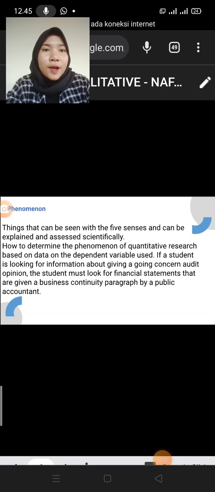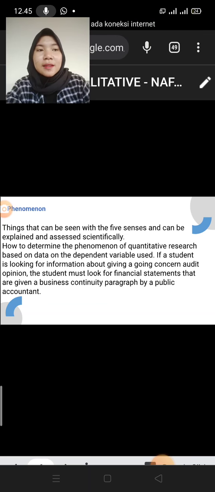Next, phenomenon. Things that can be seen with the five senses and can be explained and assessed scientifically. How to determine the phenomenon of qualitative research is based on the dependent variable used. If a student is looking for information about giving a going concern audit opinion, the student must look for financial statements that are given a business continuity paragraph by a public accountant.